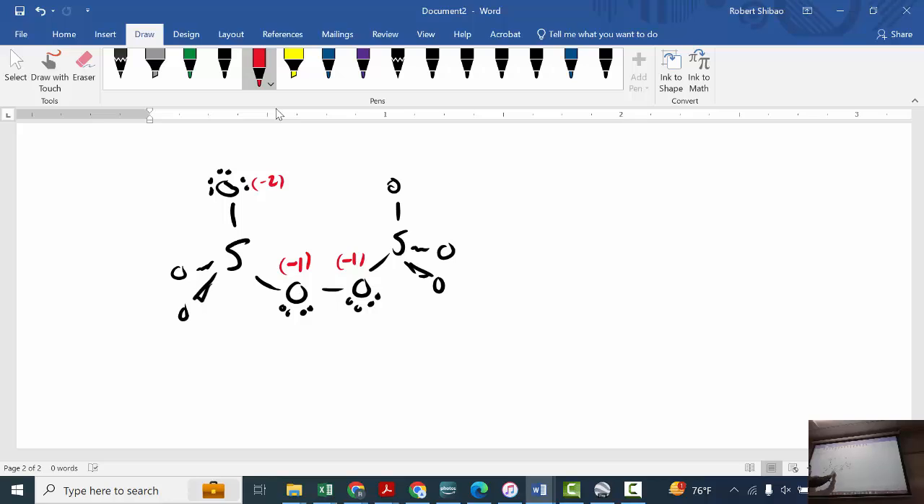And so this bond here is called a peroxide bond. And peroxide bonds are inherently unstable. They're very weak. Not only that, they want one more electron.